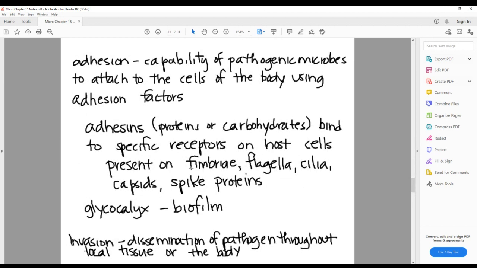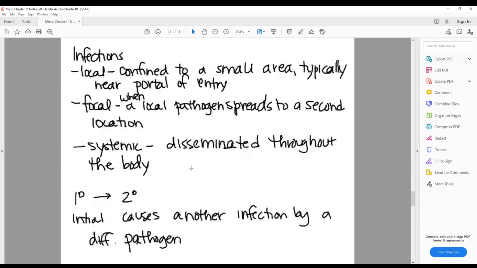Now, once the microbe has gone through a portal to get in, then we have adhesion, which is its ability to attach to body surfaces. And we're going to have these molecules called adhesins that allow the cells or viruses to attach to our cells. Invasion is once the pathogen is disseminated throughout the local area or throughout the entire body, which can then become systemic. Local means confined to a small area near the portal of entry, so a cut, a scrape, something like that. A focal infection is when a local pathogen spreads to a second location.